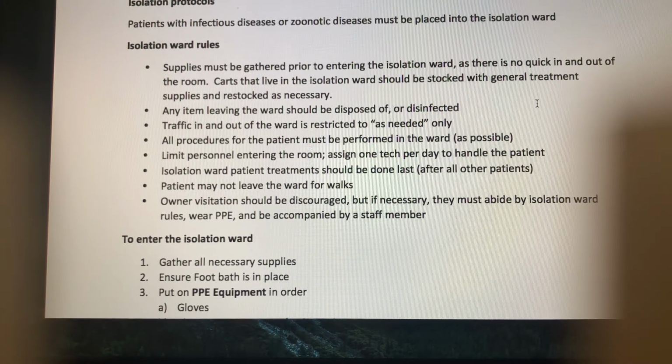So what are the rules of the isolation ward? Supplies must be gathered prior to entering the ward. There's no quick in and out of the room.